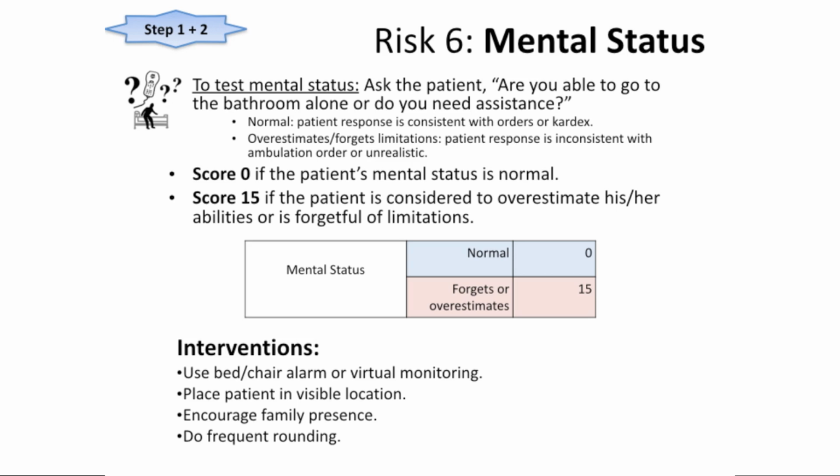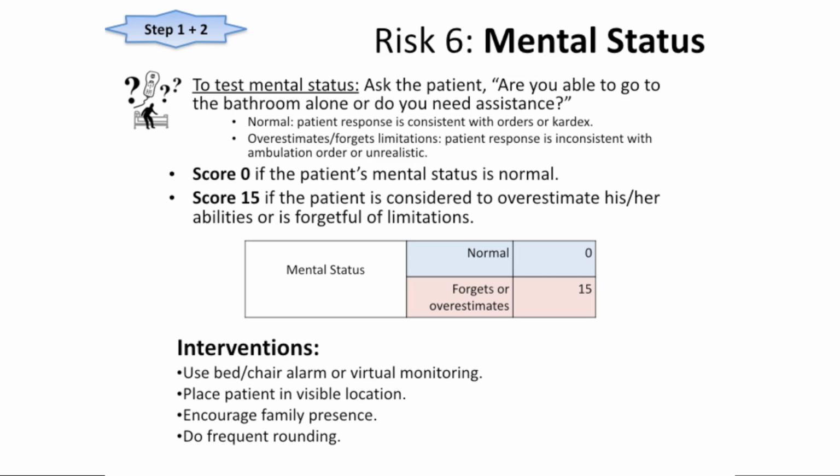you have a patient who has a gait disturbance and does need assistance with ambulation. And when you ask them if they're able to go to the bathroom alone or if they need assistance, they say, oh, no, I'm fine. I do this all the time at home. I don't need help. Then that's a patient that we would score as mental status positive.